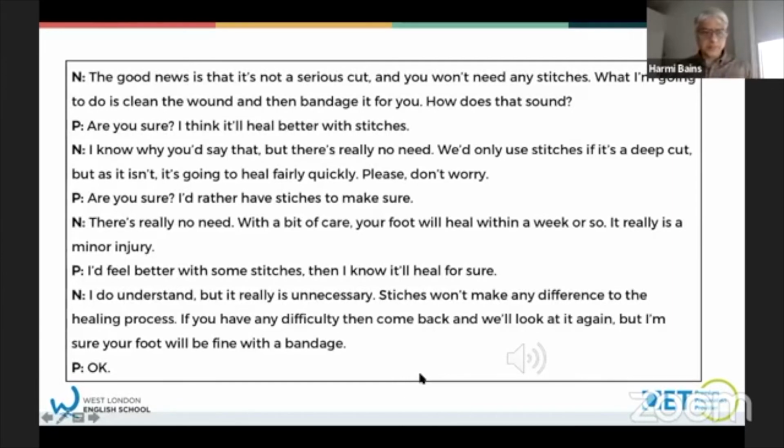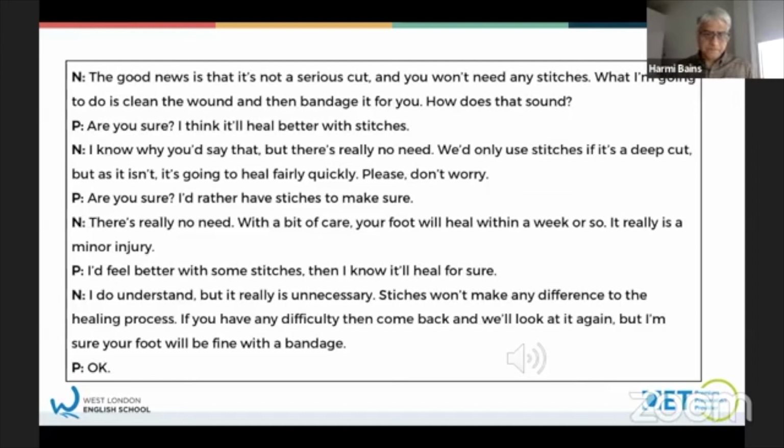The good news is that it's not a serious cut and you won't need any stitches. What I'm going to do is clean the wound and then bandage it for you. How does that sound? Are you sure? I think it'll heal better with stitches. I know why you'd say that, but there's really no need. We'd only use stitches if it's a deep cut, but as it isn't, it's going to heal fairly quickly. Please don't worry. Are you sure?